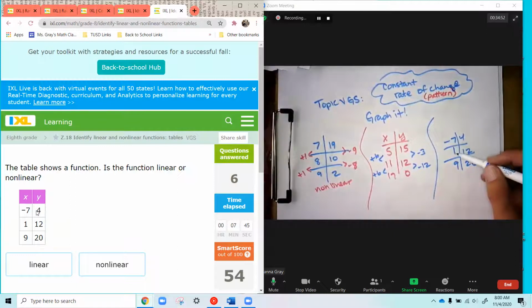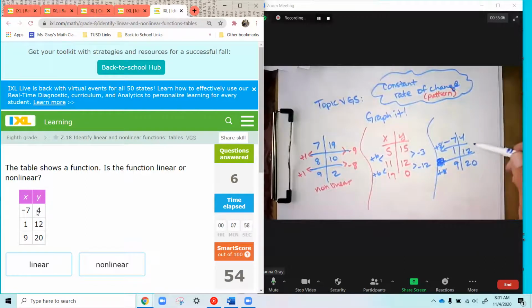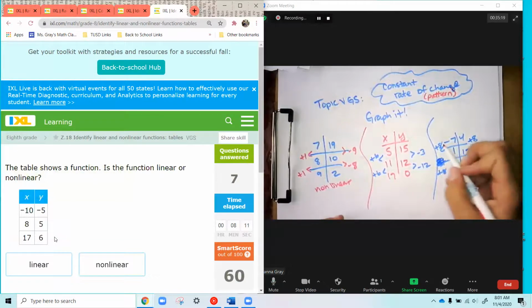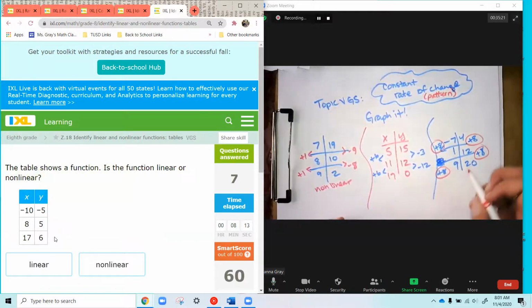So -7 all the way up to 1 would be +8. 1 plus 8 here would also be 9, right? Oh, no, I put it backwards. 4 plus 12 here is +8. And 12 plus 20 here is +8. So really this reduces down to 1, right? It's going up 1 over 1. So this is linear because both sides are the same. So +8 plus 8 plus 8 plus 8. Since everything matches, this is linear.